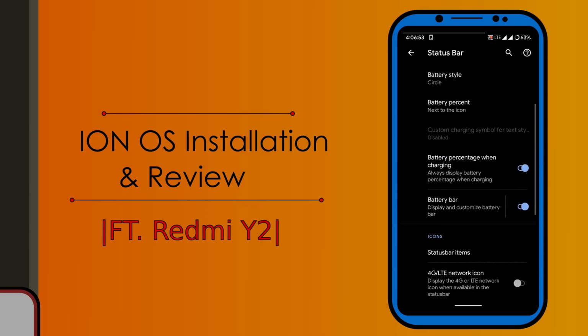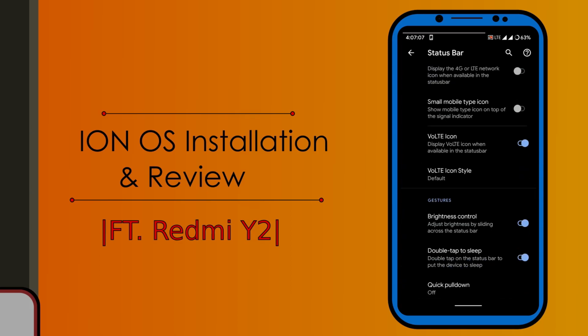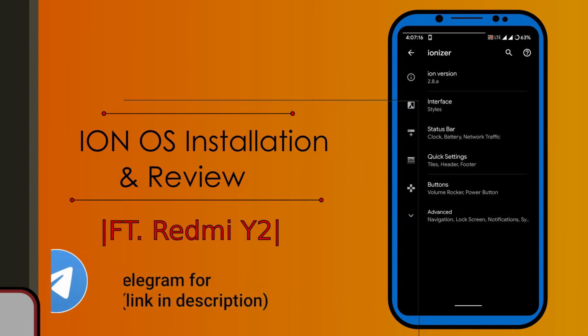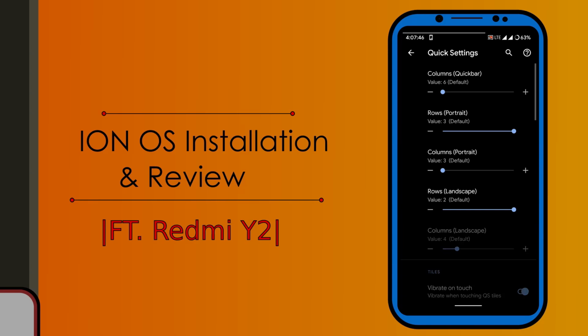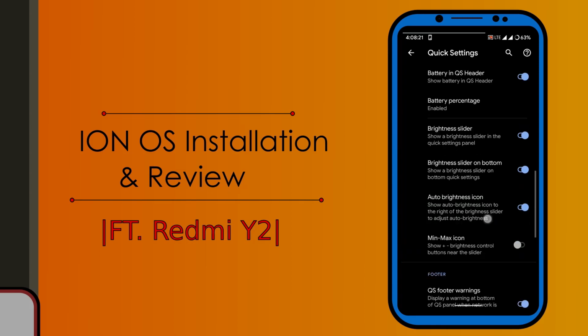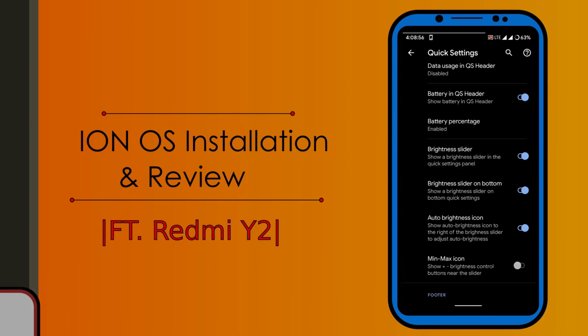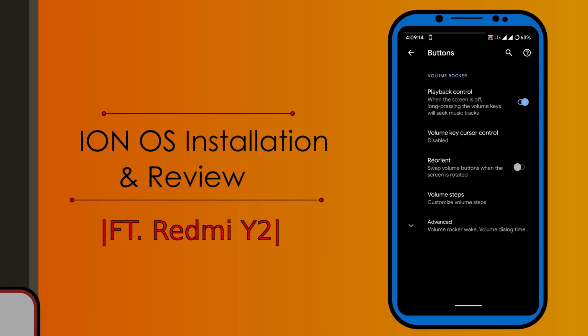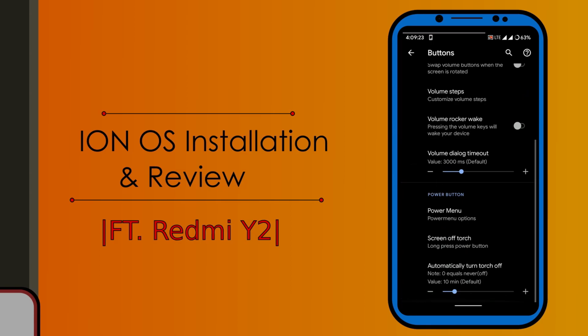Now scrolling down, here you get general features like adjusting brightness by sliding across the status bar, double tap to sleep and quick options. Now going back, going to quick settings, going to advanced, scrolling down you get the option to change brightness slider position. You can also change the appearance of the brightness slider. You can disable auto brightness icon from the status bar. Now going back, going to buttons, here you get a special feature that is playback control. You can control the music track with your volume rockers. Going to advanced, here you get general options that you can try out.